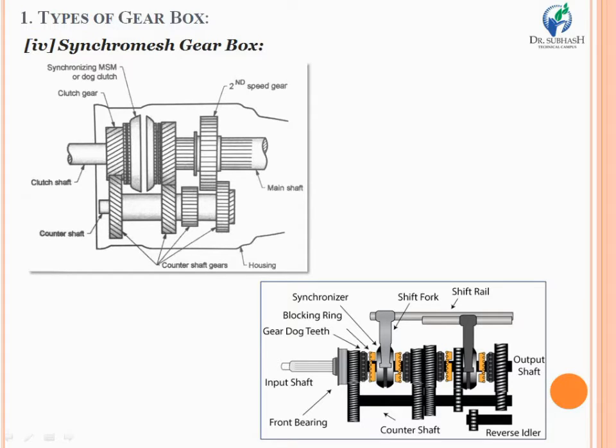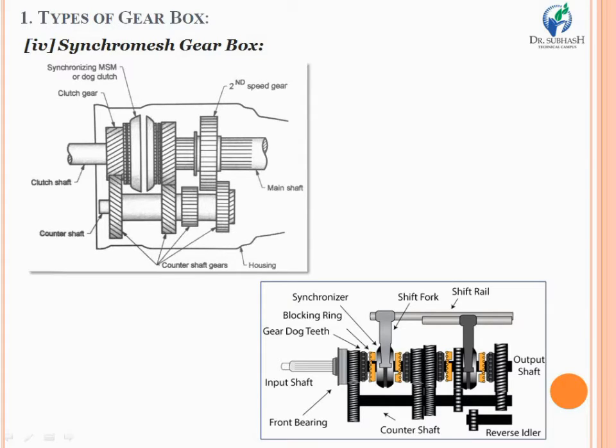In a similar way, in the synchronous gearbox too, you can see that there is a clutch plate and a clutch gear mounted over it, whereas on the right hand side on the main shaft there is a second speed gear. Below the main shaft and clutch plate there is a counter shaft, and a number of counter gears are mounted. The entire assembly, that means the clutch shaft, main shaft and counter shaft along with their gears, is mounted in a common assembly known as a housing or body. So these are some constructional details and features of the synchronous gearbox.